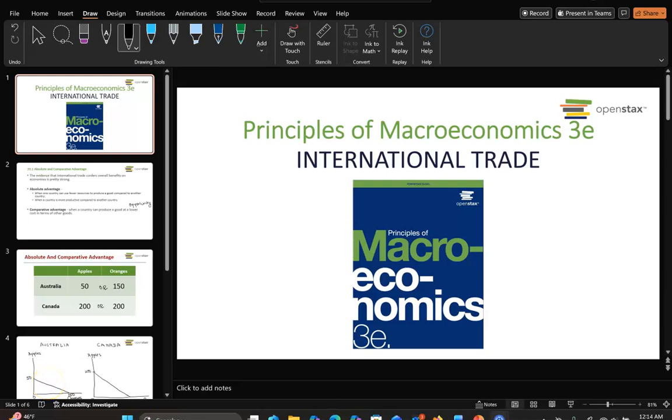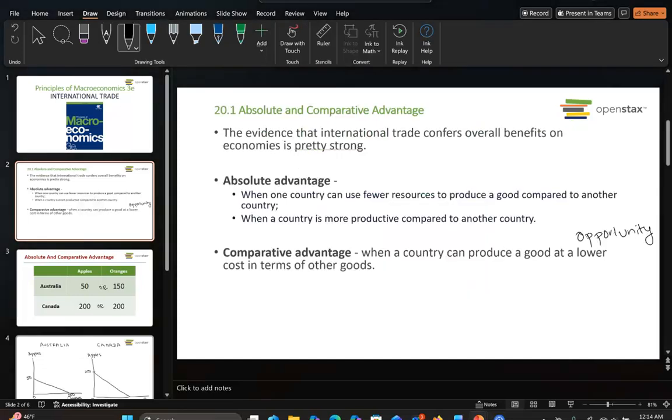Hey all, let's look at the concept of international trade. We would look at why countries trade with each other. We have the concept of absolute advantage. This one says a country can produce more items compared to another country.